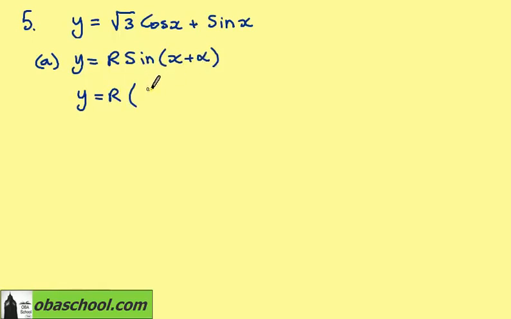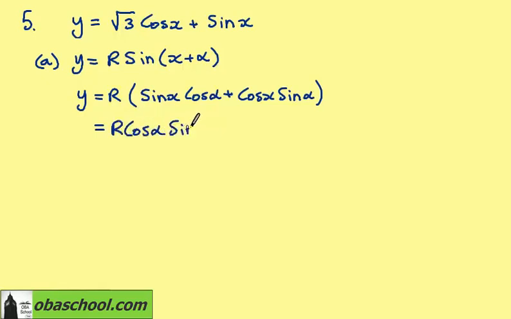Put down r, open a bracket, and sine x plus alpha expands out as sine x cos alpha plus cos x sine alpha. Here we're using the identity for sine of a plus b. Expanding the bracket, this gives us r cos alpha times sine x and r sine alpha times cos x.